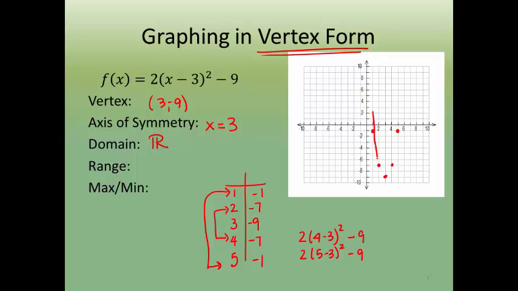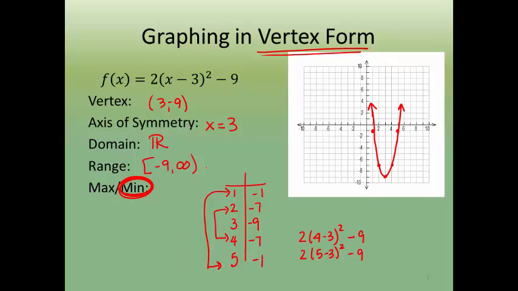All right, so there is my graph. And I can see from this point, my vertex is in the right location. My axis of symmetry goes right down the middle. My domain is all real numbers. My range goes from the bottom, which makes this a minimum. It is a minimum that my range is from -9 to positive infinity.